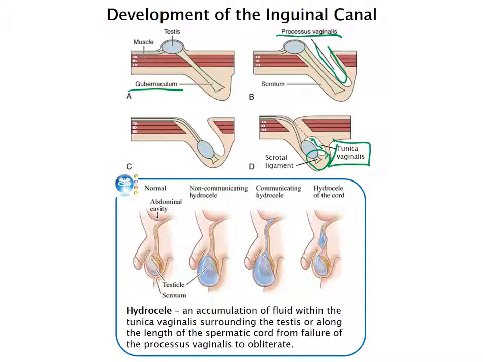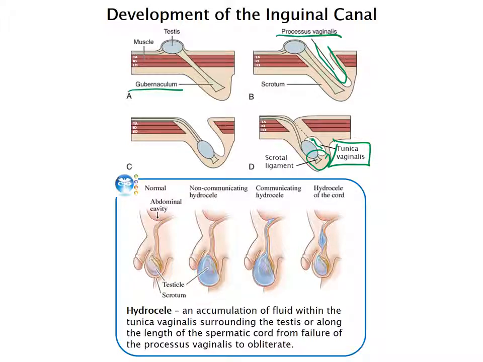We say that the tunica vaginalis is the remnant of the processus vaginalis. There may be instances in which the processus vaginalis fails to obliterate. When this occurs, an individual is at higher risk for something called a hydrocele, and also at higher risk for hernia.